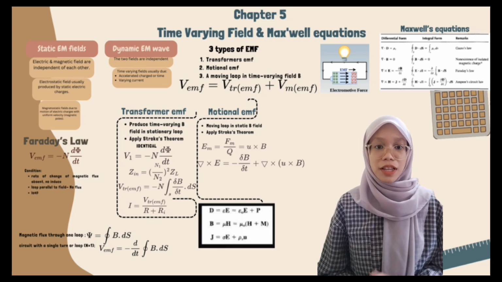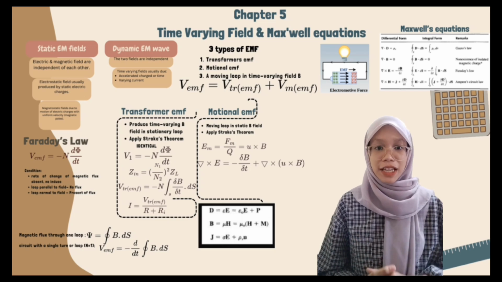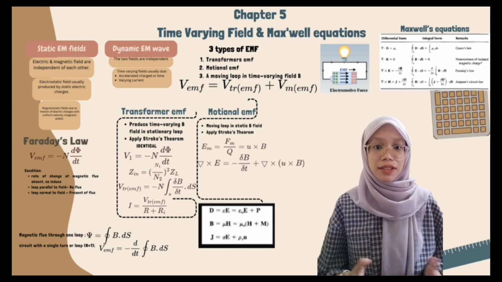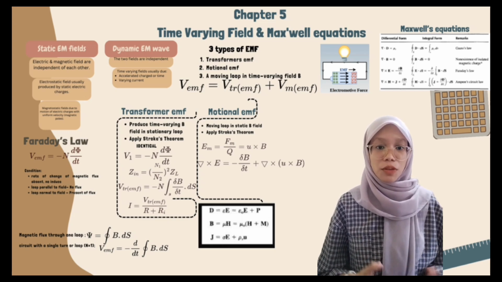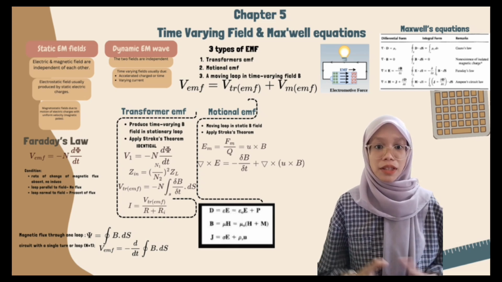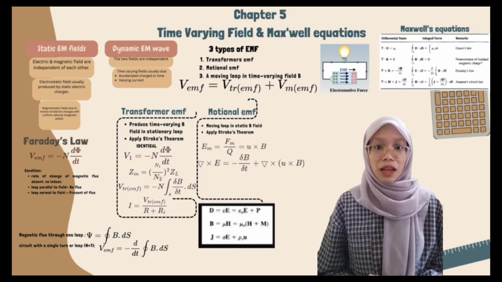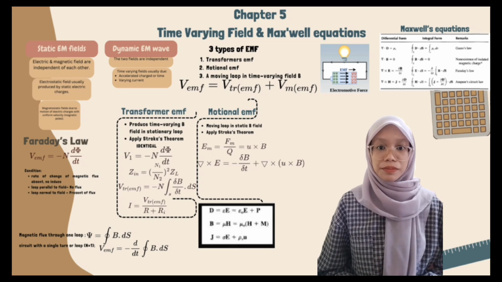Static fields come from stationary charge and steady current, while dynamic fields come from a changing current or accelerated charge, leading to electromagnetic waves. Faraday's law says a changing magnetic field in a circuit creates a voltage EMF that causes a current opposing the change in the magnetic flux, which is stated in Lenz's law.